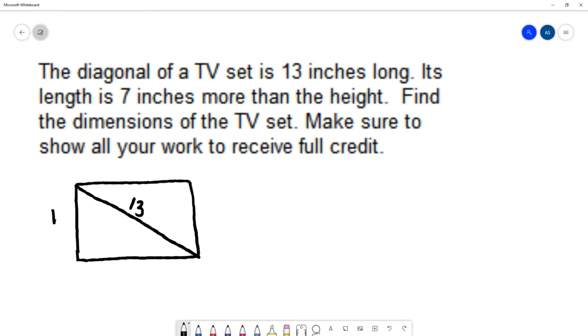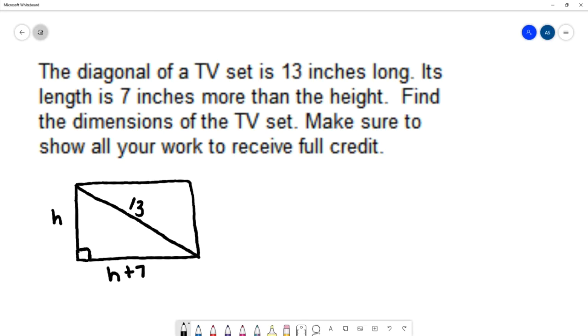So let's label the height as h, and the length is 7 inches more than the height. We want to find the dimensions of the TV set. So we notice that when drawing in the diagonal, we created a right triangle. And when we have a right triangle, we can use the Pythagorean theorem.